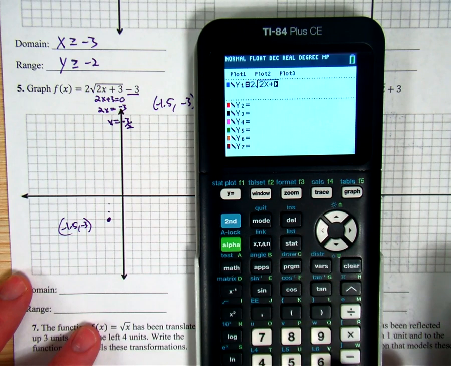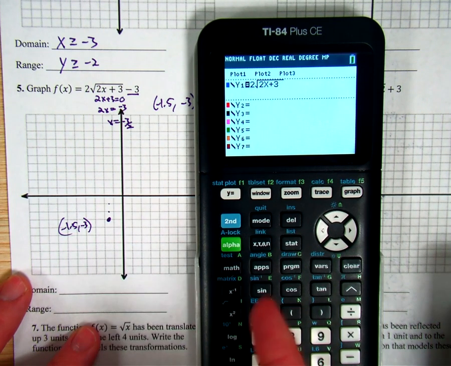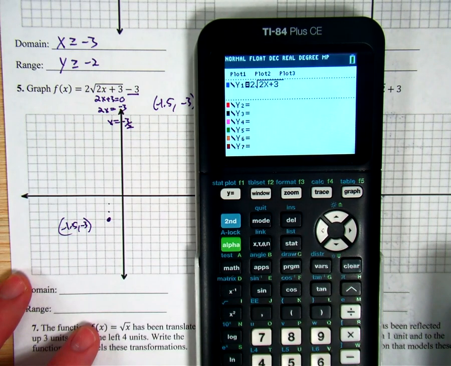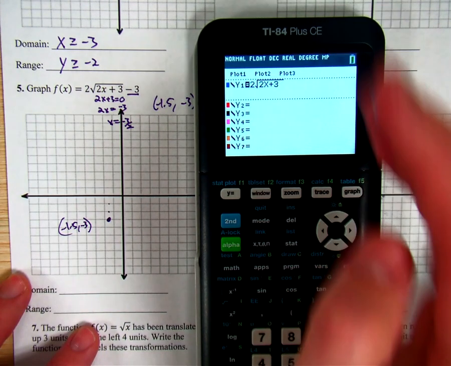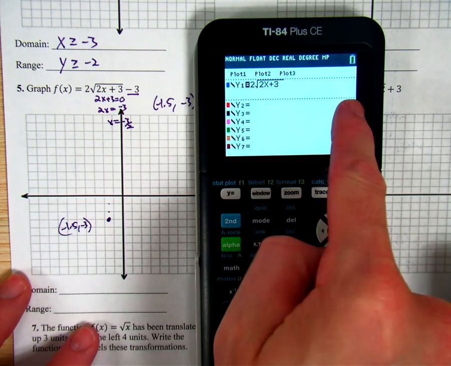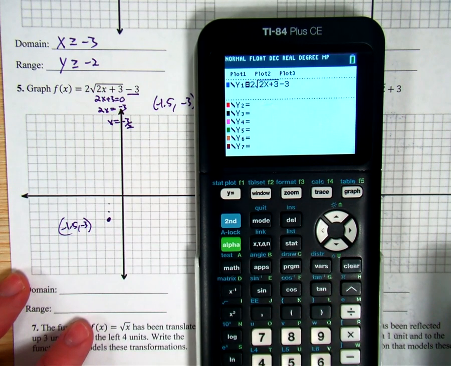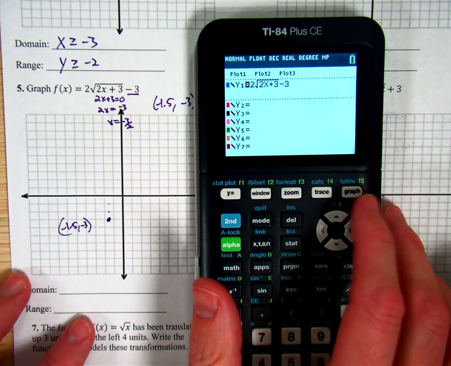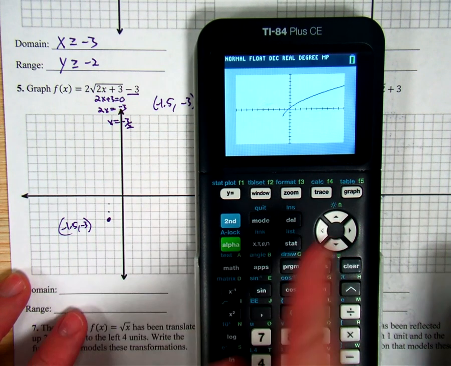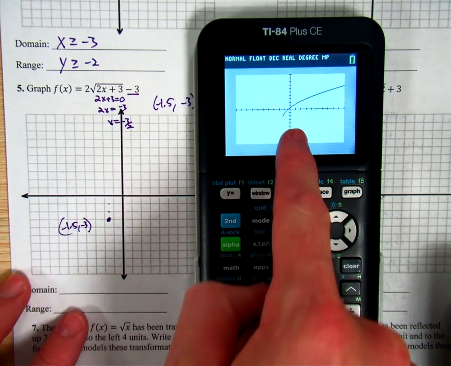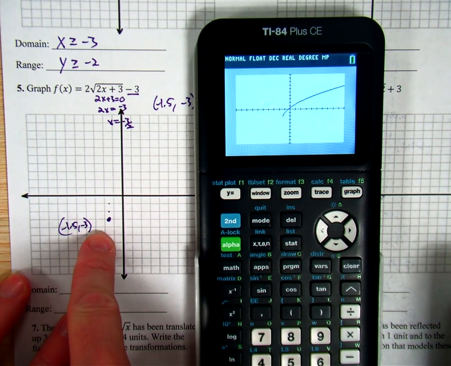2x plus 3. Okay, now to end the square root, depending on what calculator you have, you're going to do a closed parenthesis, or for this calculator, you're going to arrow out to get out from underneath. And then minus 3. We're going to hit graph so we can see the picture, so we can kind of verify I'm in the right ballpark here for my start dot.